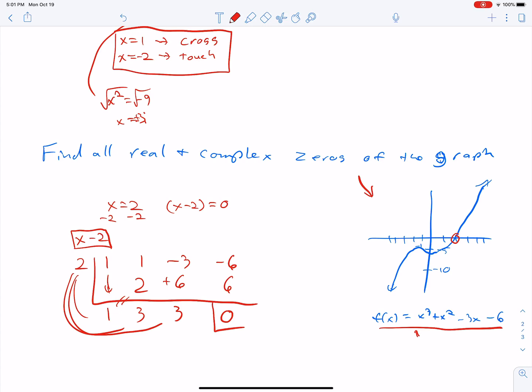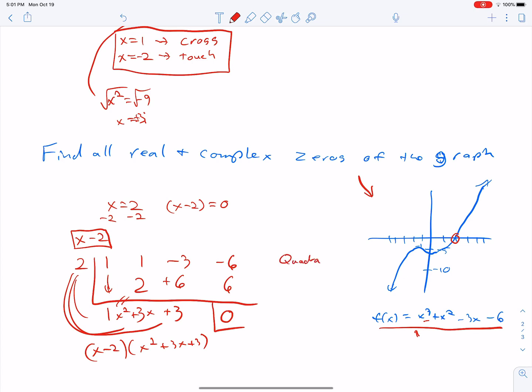So now we can rewrite this. We started with an x cubed, so we know this is going to be x squared plus 3x plus 3. So we now have x minus 2 times x squared plus 3x plus 3. Now, can we factor x squared plus 3x plus 3 easily? I don't think so. So because of that, we need to use the quadratic formula.